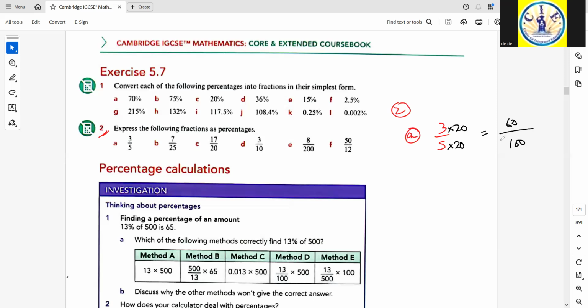Since there is 100 in the denominator now, which means out of 100, or percentage, that is actually 60%, because this 60 over 100 is actually like this, and out of 100 actually means the percentage. So this is how it is to be done.